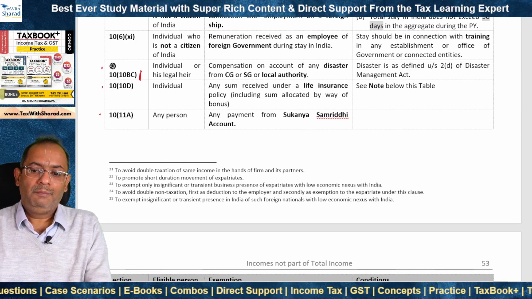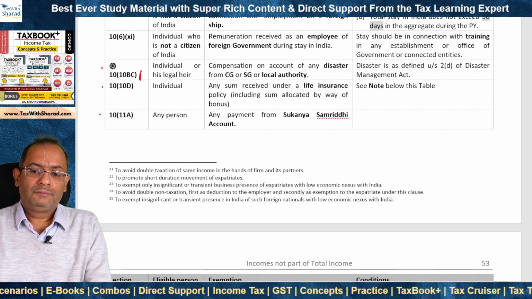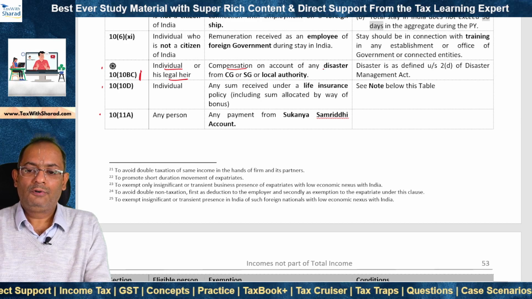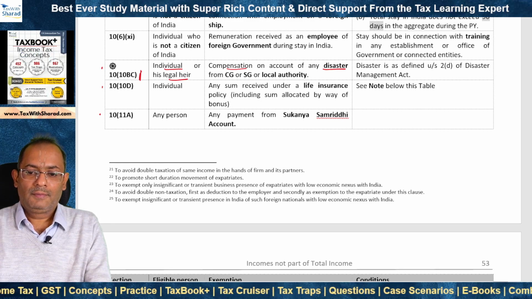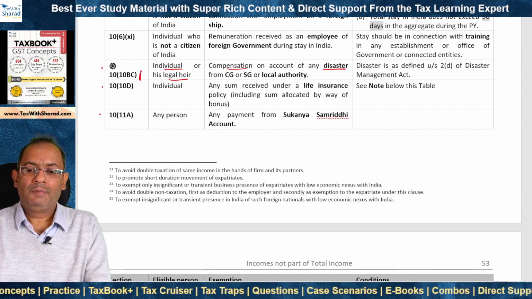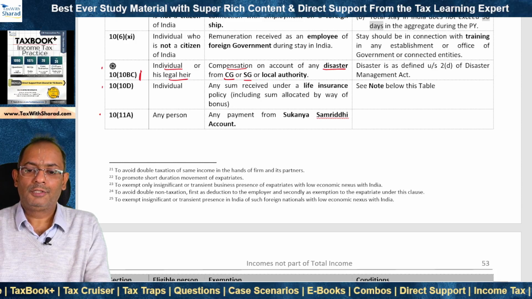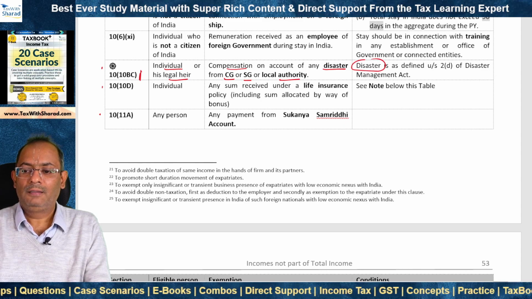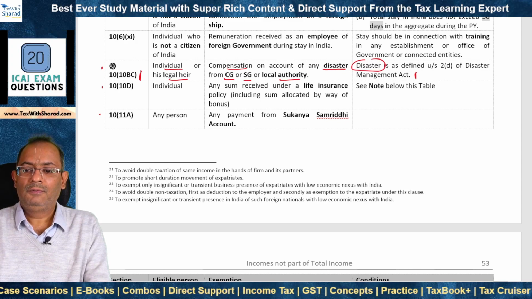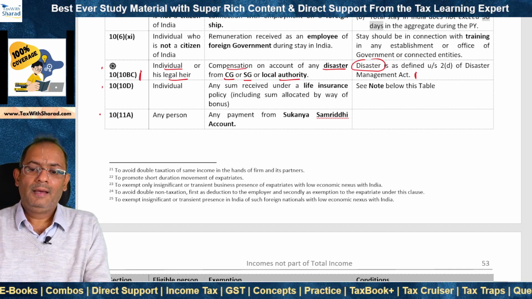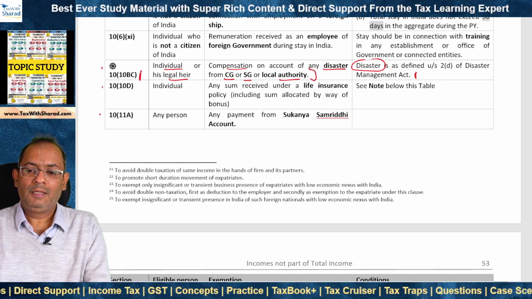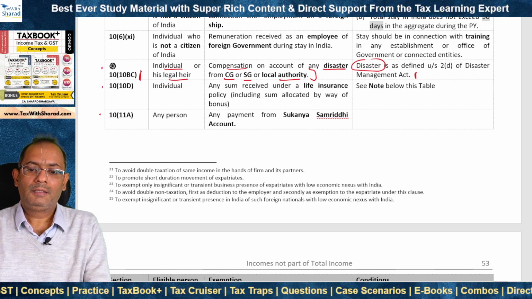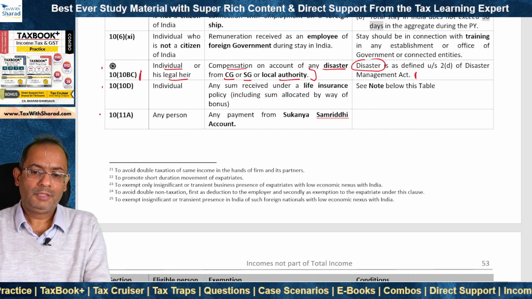Under section 10(10)(b)(c), if an individual or his legal heir receives compensation on account of any disaster, then it is exempt, provided such compensation is received from the central government or a state government or a local authority, and the disaster is as defined under the Disaster Management Act. So if the disaster is covered under this Act and if the compensation is received from these entities, then it is exempt in the hands of the individual or his legal heir in the unfortunate case of death of such individual.